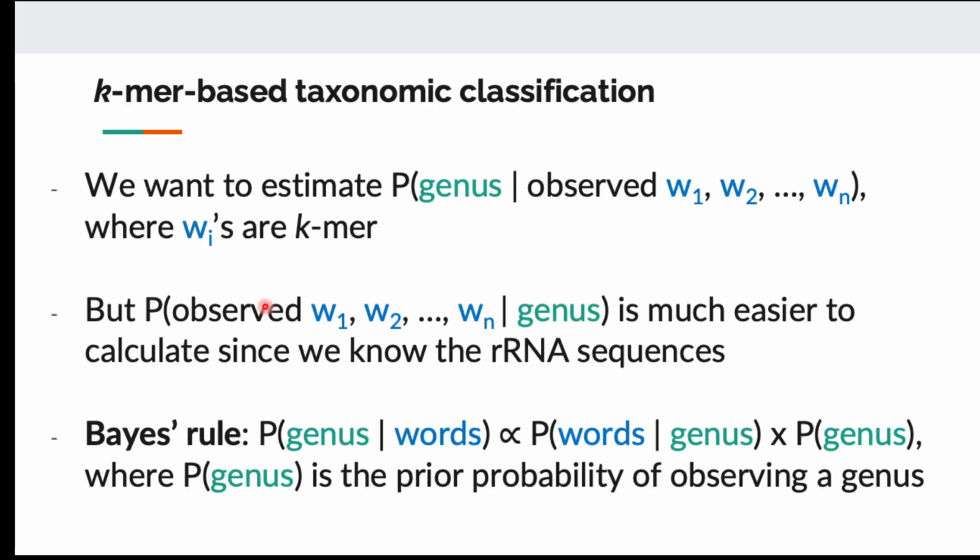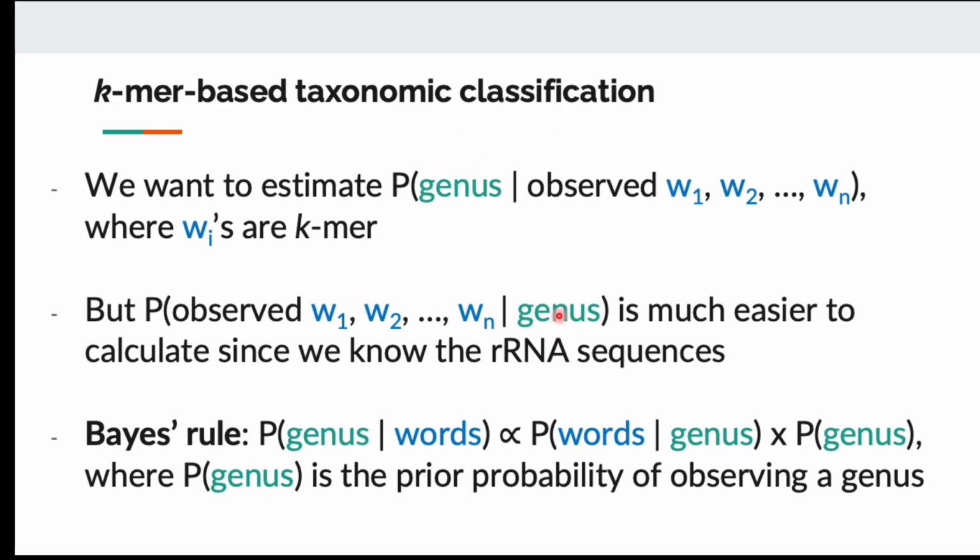So if we use the probability form that we saw from the last few lectures, what we have is the sequencing data. So we see all the k-mers, W1, W2, these are all the k-mers. We observe this. What we want is to find the genus, or the taxonomic unit, that maximizes this. We want to find the genus that most likely corresponds to this observed read. And again, we know that this is difficult to calculate.